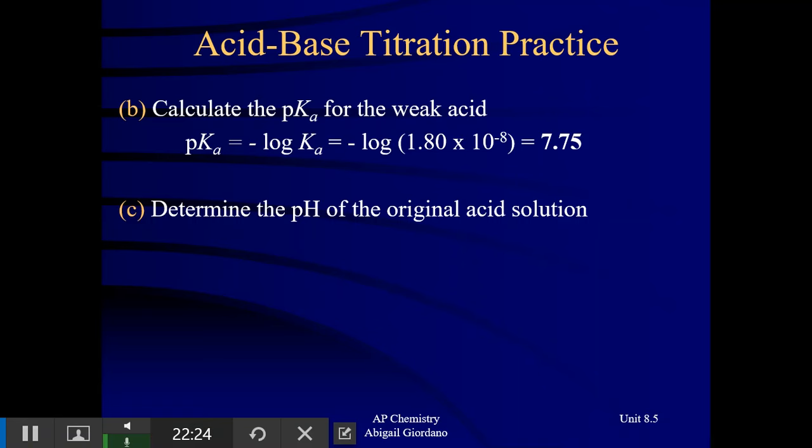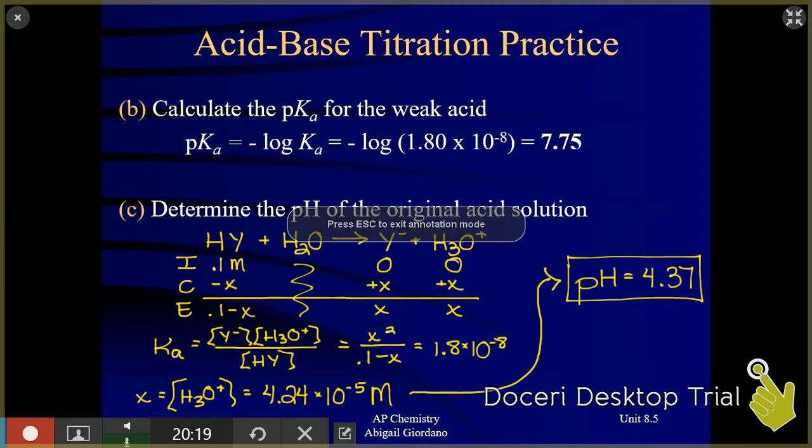So if you went through and you thought about, okay, there's no base, it's just the weak acid and water, it's a Womack's problem, this is what you should have ended up with. Okay, so that would be the pH before any base has been added, and the number makes sense because the only thing present is weak acid, so it makes sense that the pH is below 7.